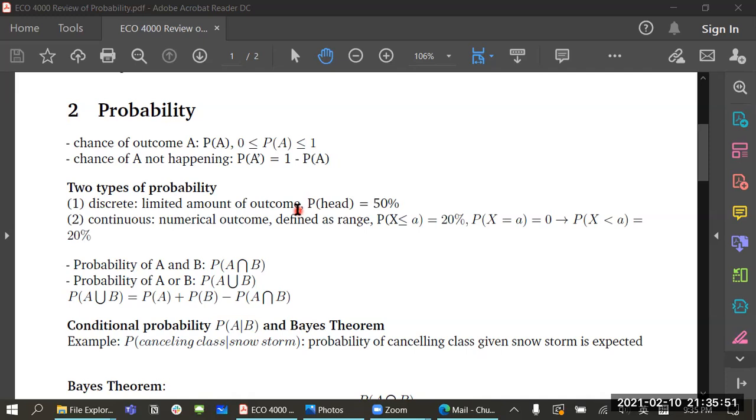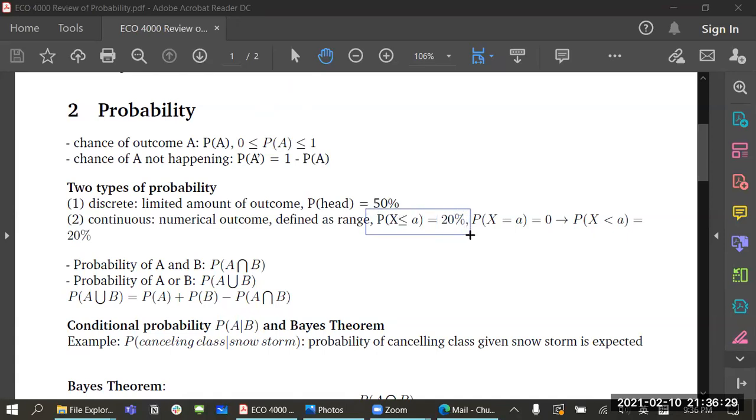Another type of probability is called continuous probability. It is a numeric value outcome defined as a range. It has to be defined as a range. So it's not like the probability of X equals A happening. It is the probability of X belonging to a range. Let's say the probability of X smaller than A equals 20%. So how do we understand this one?